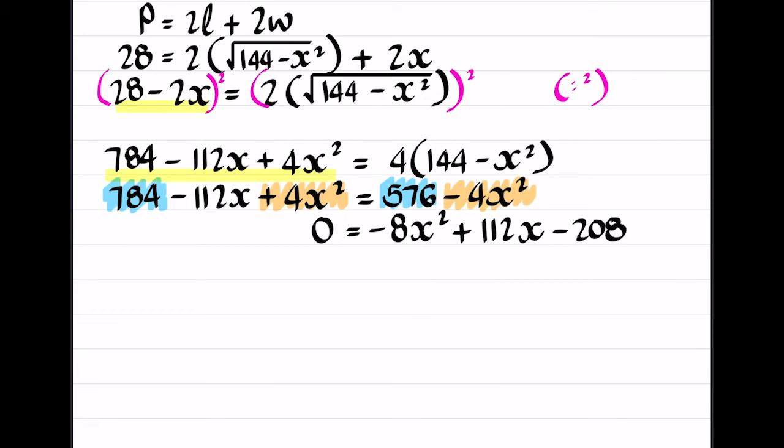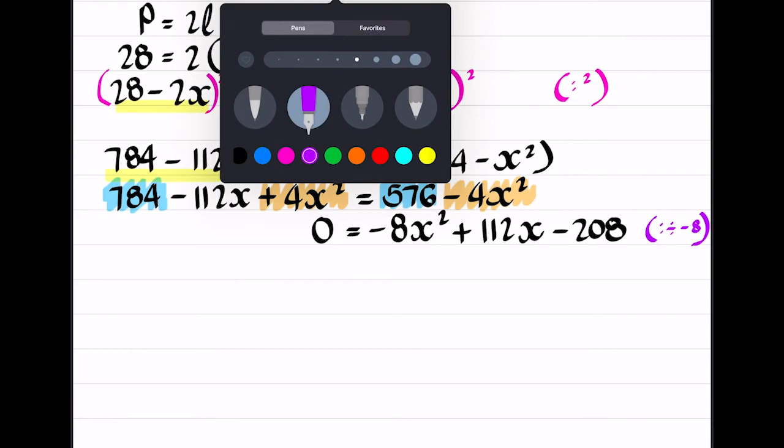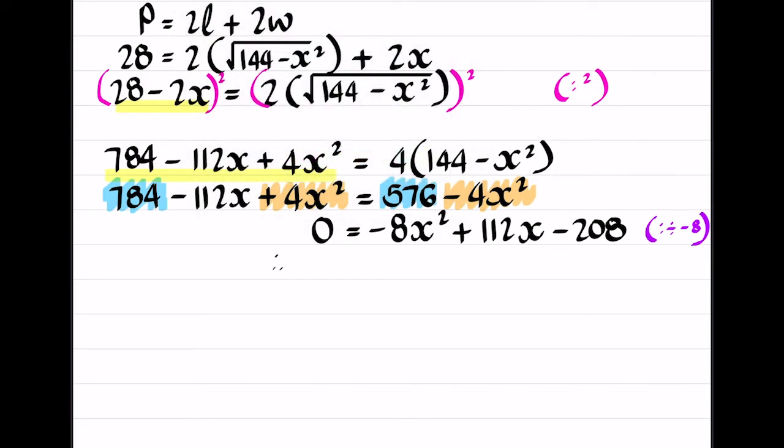I'm going to check whether everything is divisible by 2, by 4, or by 8 because of the coefficient of the x squared. And everything is in fact divisible by 8, but I'm going to divide it by negative 8 to get rid of that negative sign. So therefore, 0 will be equal to negative 8x squared divided by negative 8 is x squared, positive 112x divided by negative 8 is negative 14x. And negative 208 divided by negative 8 is positive 26.